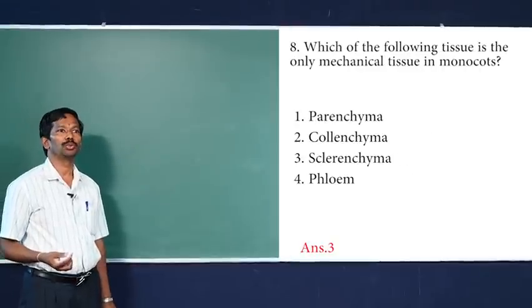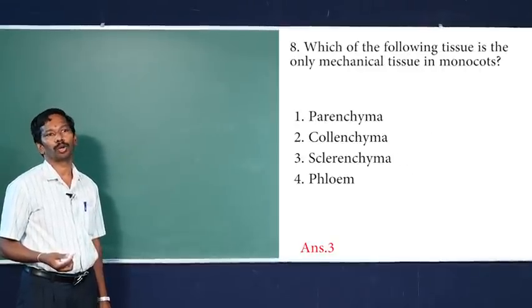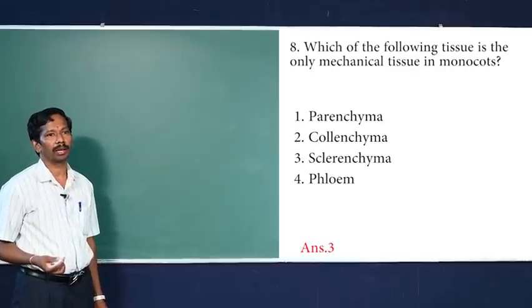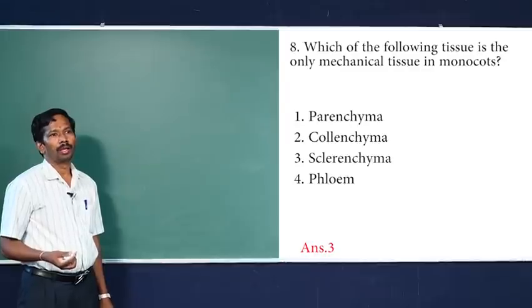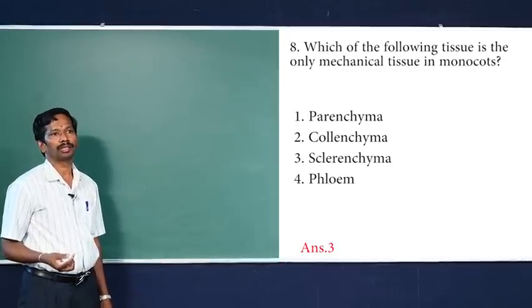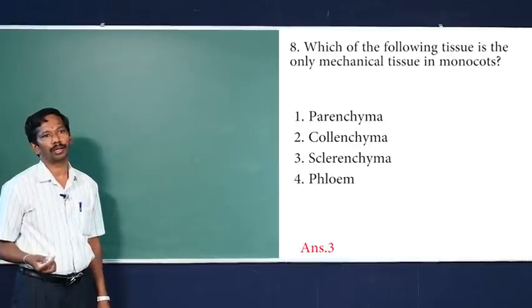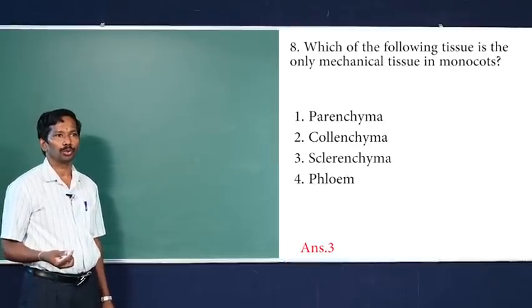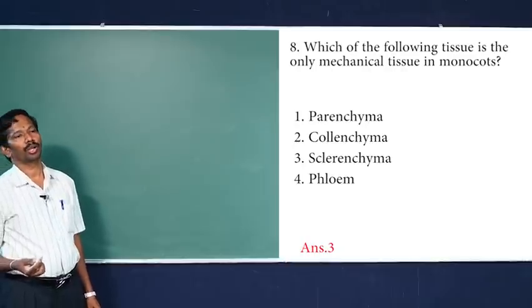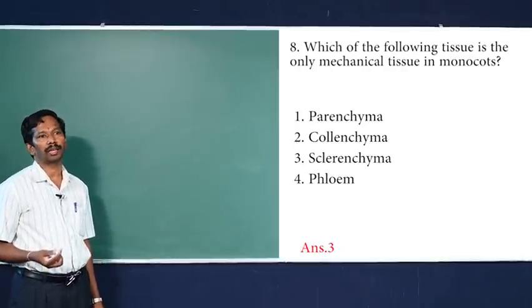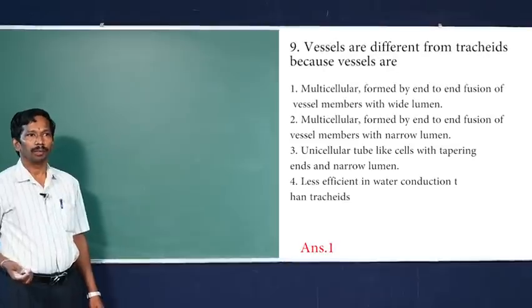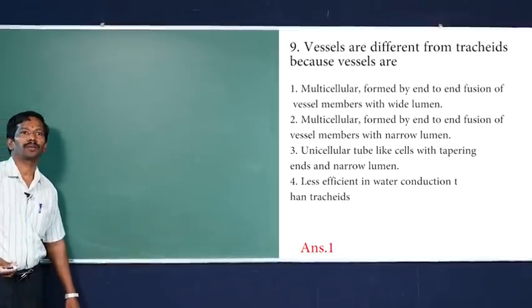Which of the following tissues is the only mechanical tissue in monocots? Option number 1 parenchyma, option number 2 collenchyma, option number 3 sclerenchyma, fourth option phloem. Of these options, option number 3 sclerenchyma is the answer, because parenchyma is not a mechanical tissue, collenchyma is completely absent in monocots, and phloem is food conducting tissue and cannot be a mechanical tissue. So option number 3 for question number 8, and it is the most prominent mechanical tissue in monocots. Question number 9, vessels are different from tracheids.